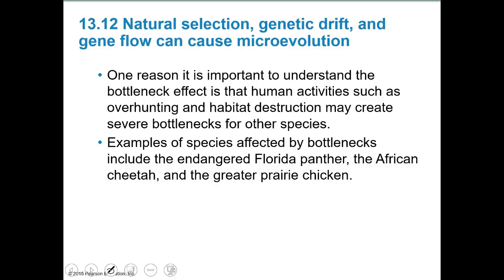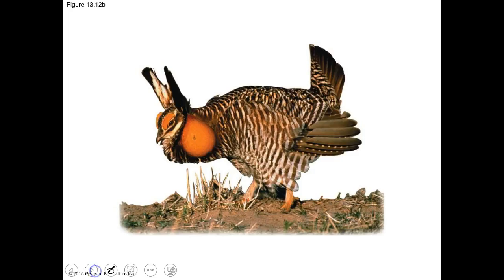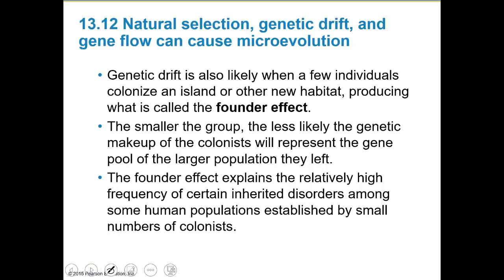One reason it's important to understand the bottleneck effect is that human activities like overhunting or habitat destruction can cause some severe bottlenecks to other species. Examples of species affected by bottleneck are the Florida panther, the African cheetah, and the greater prairie chicken. Which, just in case you wanted to see that little guy, he's on here. This is a greater prairie chicken. He's something. We'll keep it going here. This isn't so bad, and then we'll take a break here in just a second.